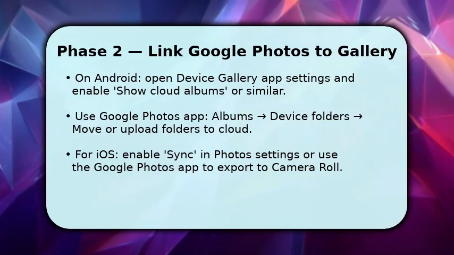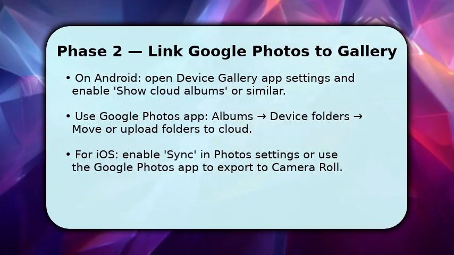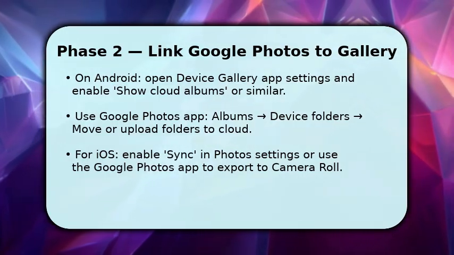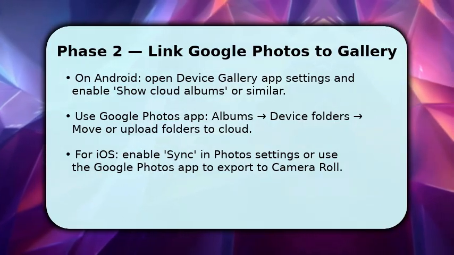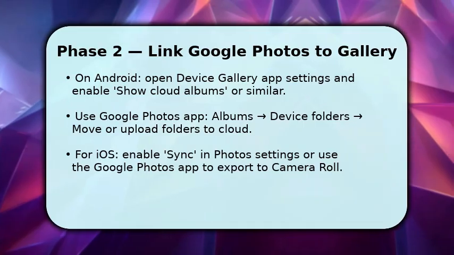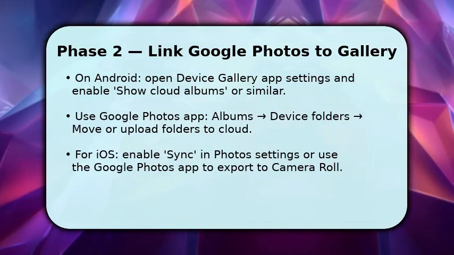In Google Photos, use Albums, then Device folders, to ensure specific folders are backed up and selectable. For iOS, enable export or sync from Google Photos into the camera roll so the native Photos app displays images.